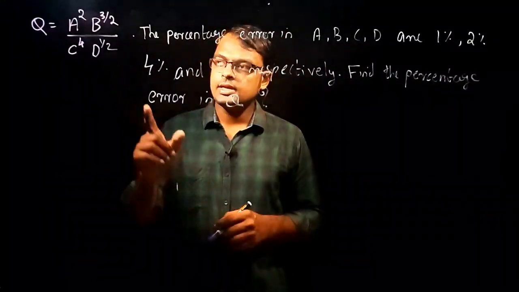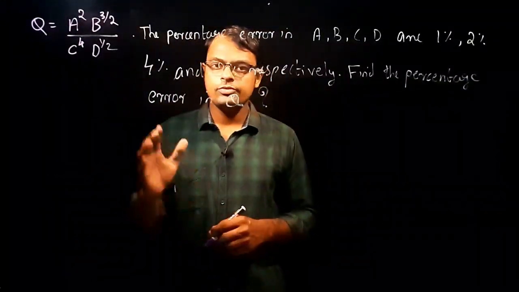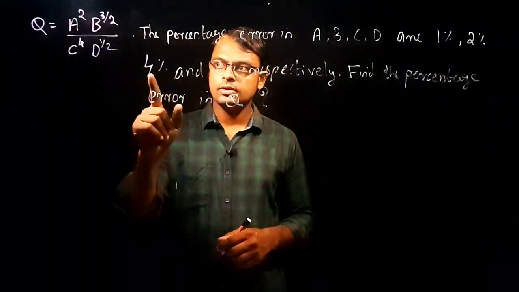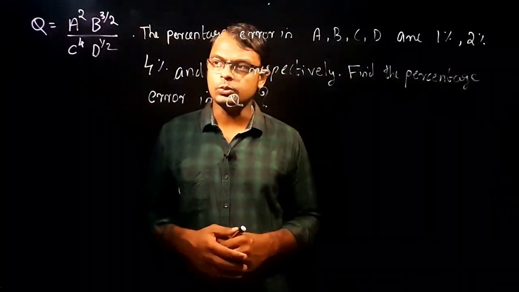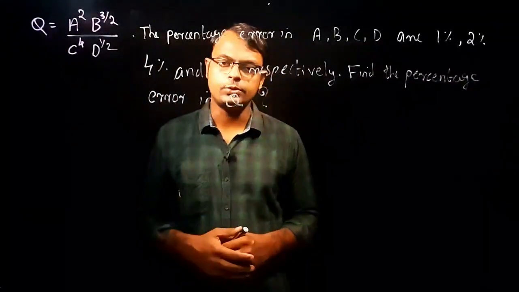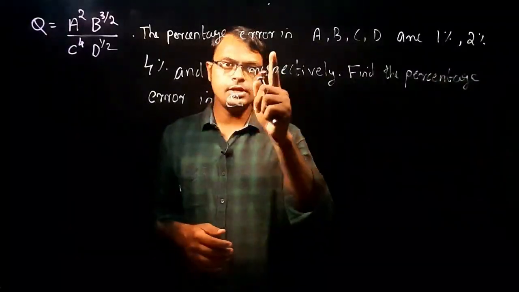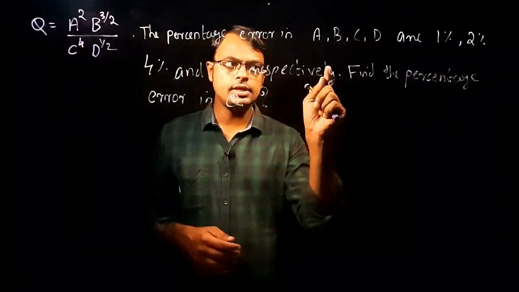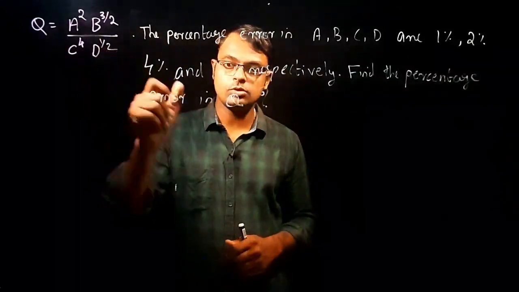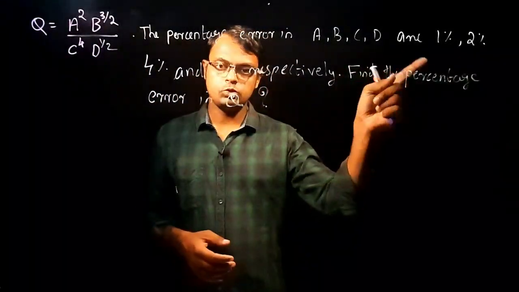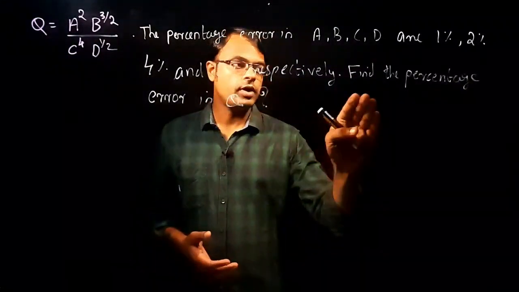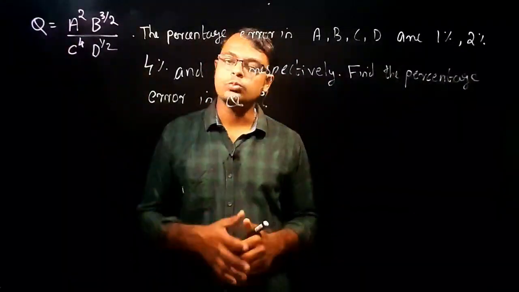Let's do this example question. A physical quantity is given here. Q is equal to a square into b to the power 3 by 2 divided by c to the power 4 into d to the power 1 by 2. The percentage errors in a, b, c and d are, that means the percentage error is given there in each measured value, 1%, 2%, 4% and 2% respectively. Find the percentage error in Q.